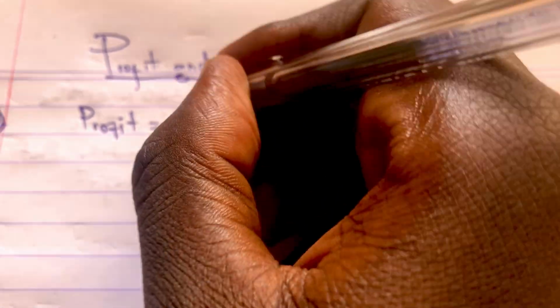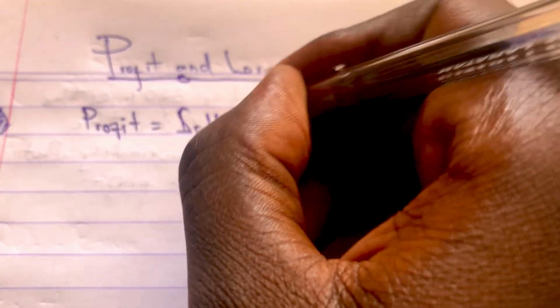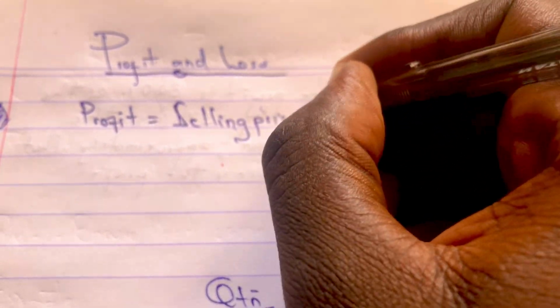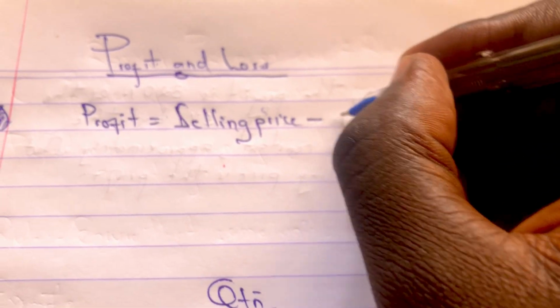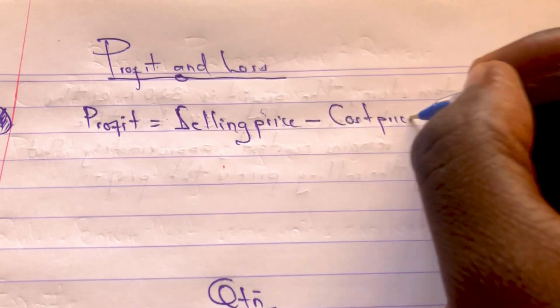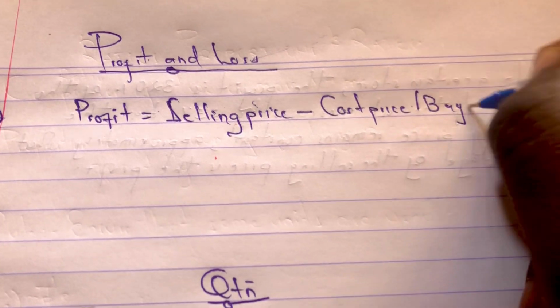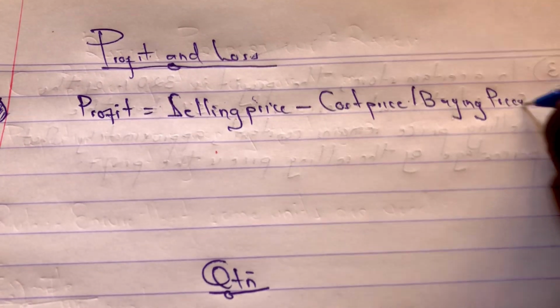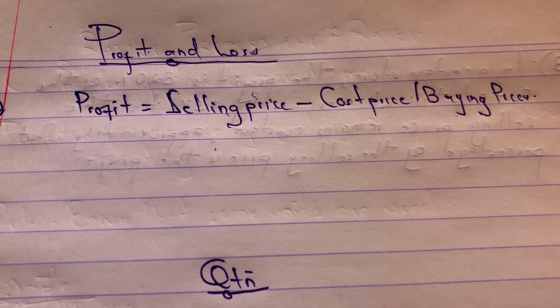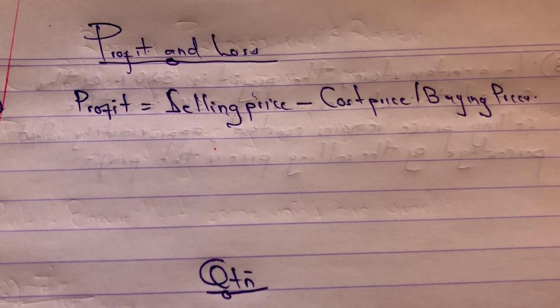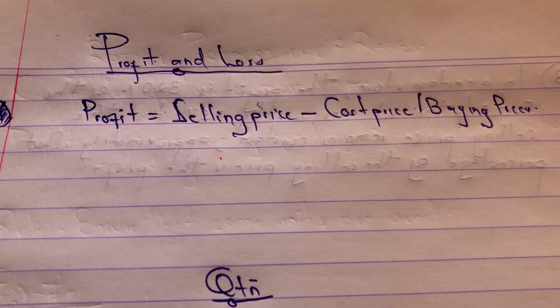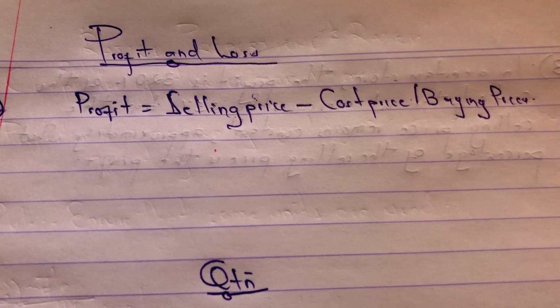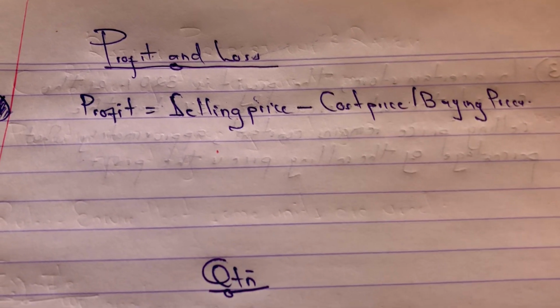The first one is how to get a profit. Profit is equal to the selling price minus the buying price, or you can call it the cost price. Some call it the buying price. That means if I buy an object maybe at 1,000 and then I sell it at 1,200, I'll get a profit of 200 because I've sold at a price that is more than what I bought it.